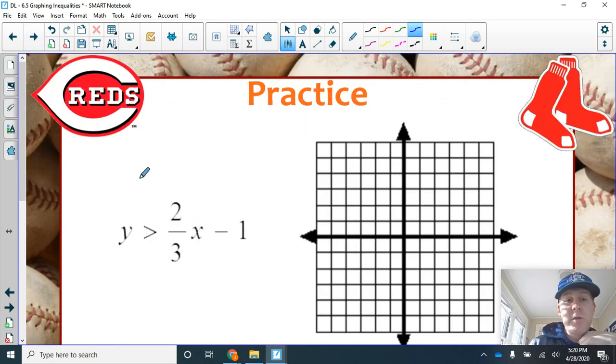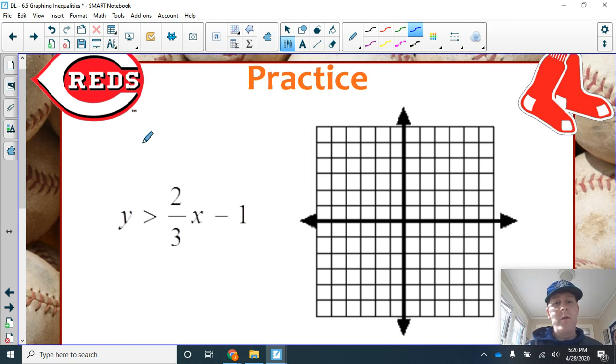Okay, let's do some more examples. So let's graph this one. y is greater than 2/3 x minus 1. Again, we're going to start by pretending it's in slope-intercept form. So I'm going to plot its y-intercept. Its b value is -1, so it crosses the y-axis at the point 0, -1. Slope is 2/3, so I'm going to go up 2, to the right 3. 1, 2, 3. Put a point. Up 2, over 3. 1, 2, 3. Put a point. Now we decide if we use a solid line or a dashed line. Since y is greater than and not equal to, we're going to use a dashed line.